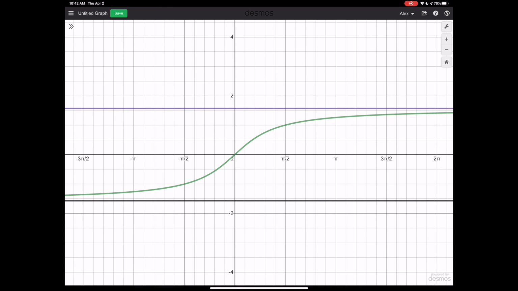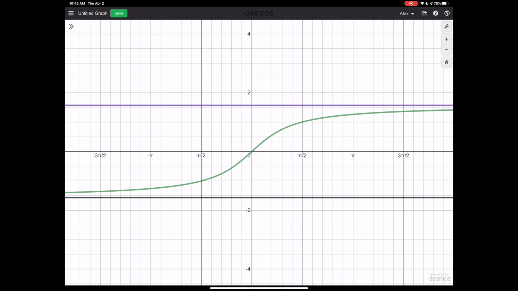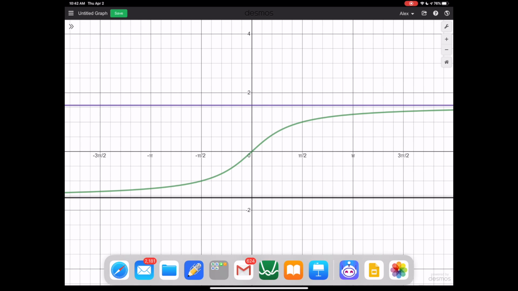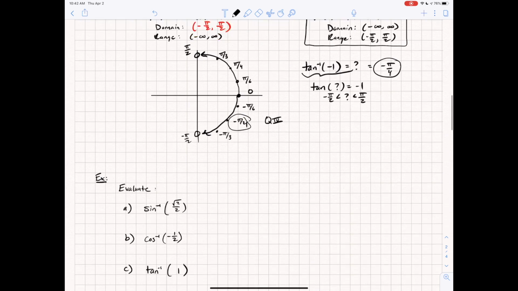This is its graph here. An important one to just be familiar with, but one that you're not going to have to know for this class specifically. It's kind of outside the scope of what we really care to do. Okay, so let's take a look at some inverse trig problems. We're going to be evaluating, using specifically the unit circle and using what I've sketched so far to help us. So here is the example.